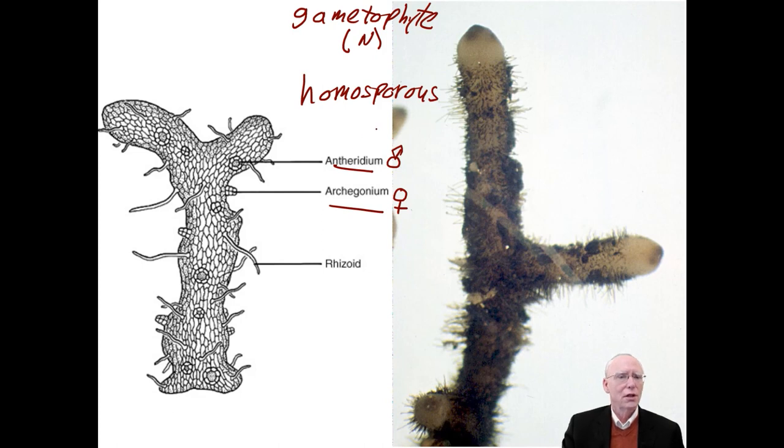Notice that this gametophyte is growing outside of the spore wall. You don't see a spore wall here anyplace, and so this is an exosporic gametophyte. And in fact, all of the plants which are homosporous and are alive today have exosporic gametophytes.